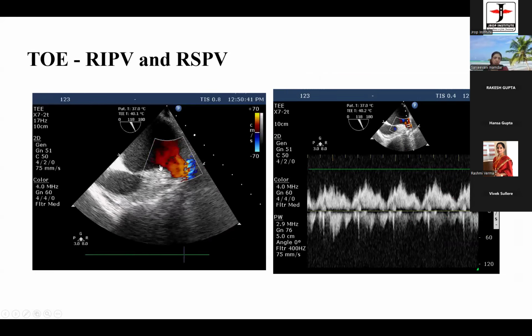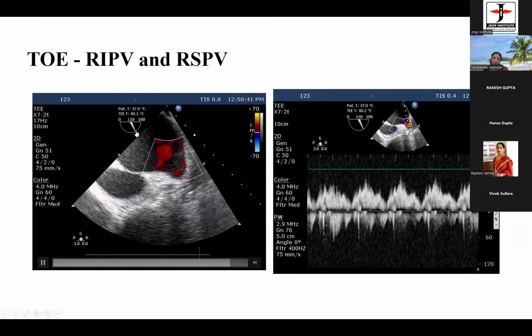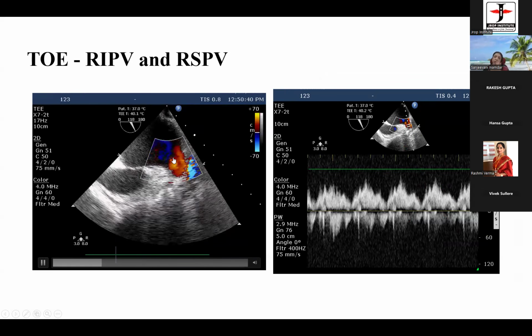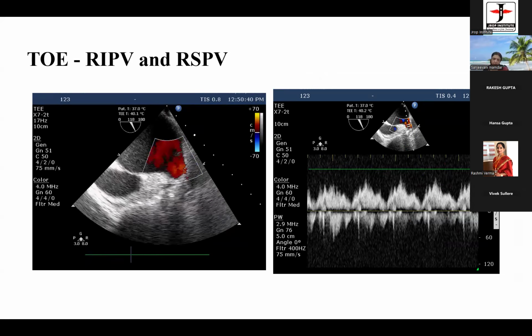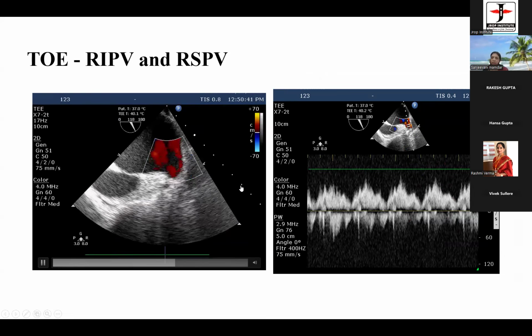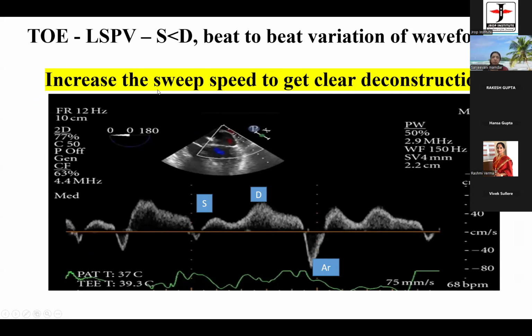This is the modified bicaval view, and the probe is turned towards the right. Whichever is the organ to be interrogated, you have to turn the probe to that side. That is very simple. And these are the right-sided pulmonary veins with a beautiful profile. And one has to increase the sweep speed to get a clear deconstruction like this. This is very important.